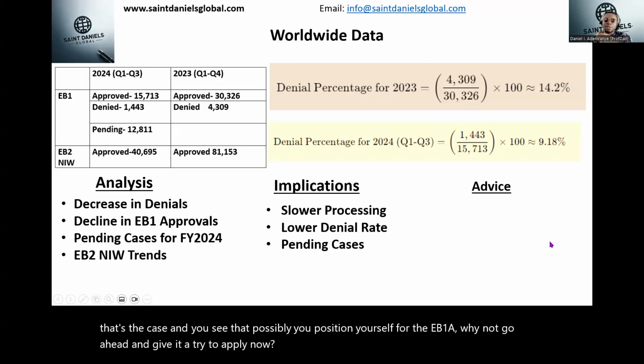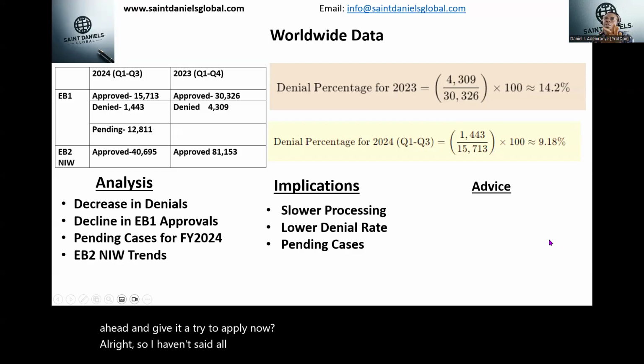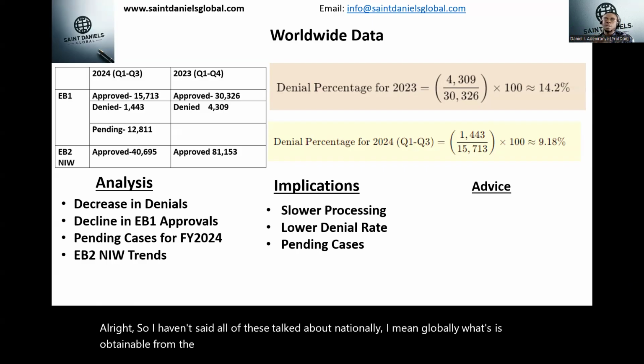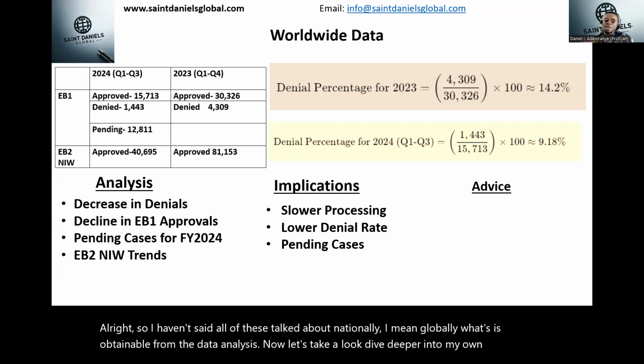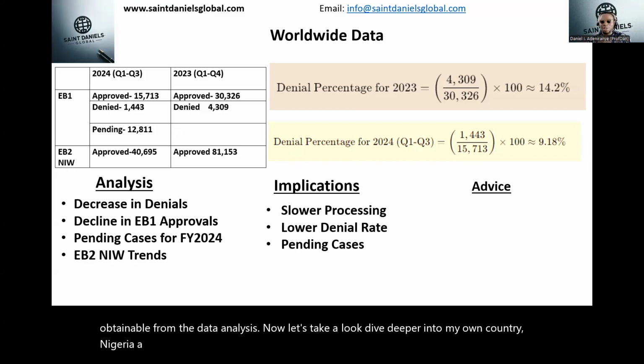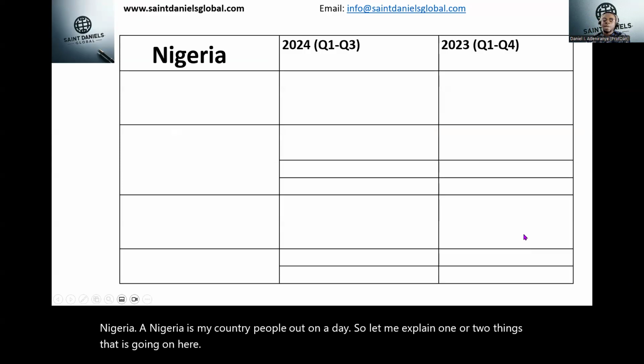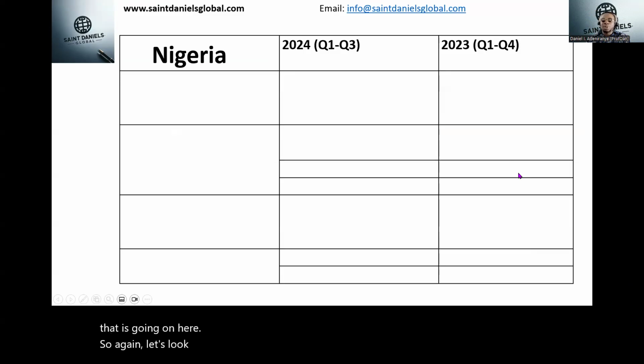All right, so I've talked about globally what is obtainable from the data analysis. Now let's dive deeper into my own country, Nigeria. Hey, Nigerians, my country people, how una dey? So let me explain one or two things that are going on here. So again, let's look at the trend and draw great insights from this.